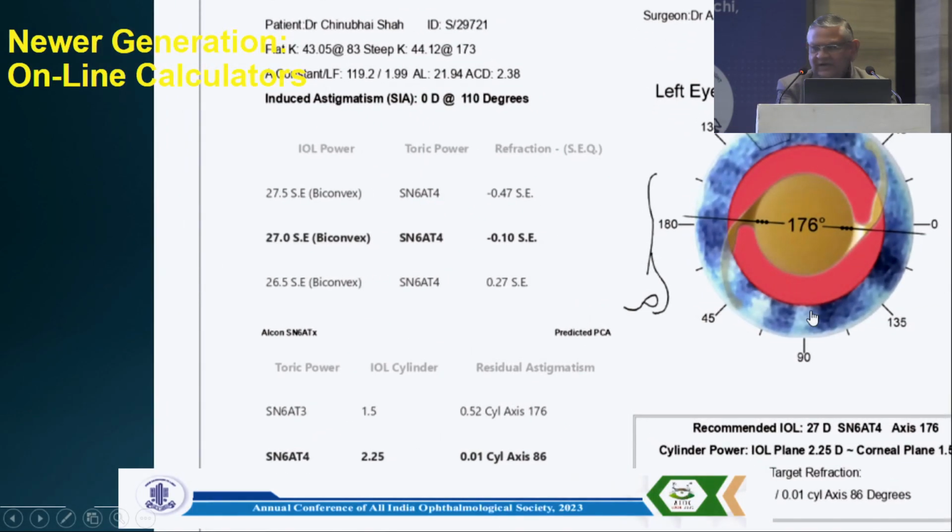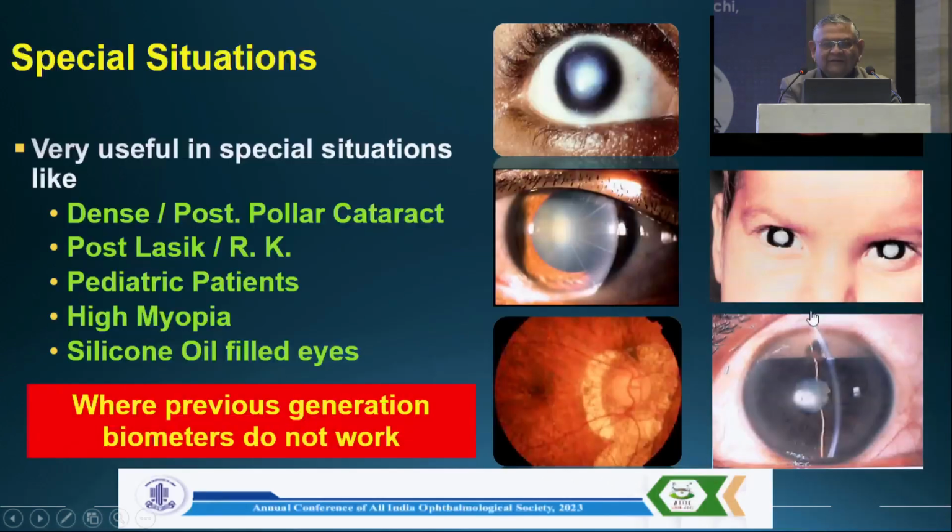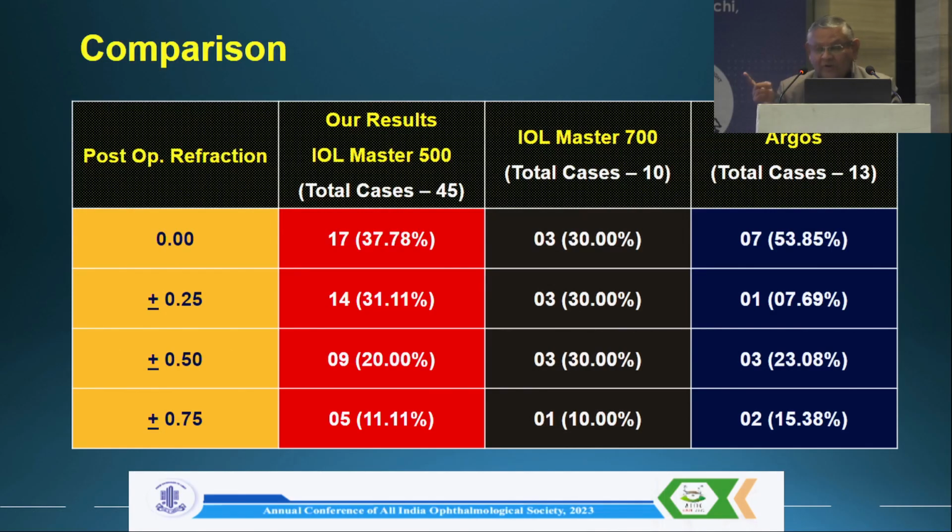And this is very simple. They give you all the pictures of where you put your torics, etc. There are some special situations which must be considered. Of course, the percentage of these cases overall is very small compared to the normal ones. However, dense cataract, posterior polar, post-LASIK, these patients are coming up now, more and more patients for cataract surgery. Pediatric patients, high myopic, silicone-filled eyes. So you have to modify the calculation. But the newer generations, like Argus and now the IOL Master 700, give you exact measurements even in these situations.